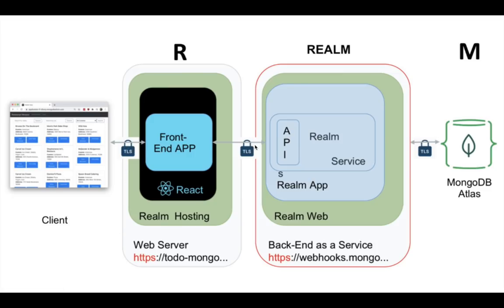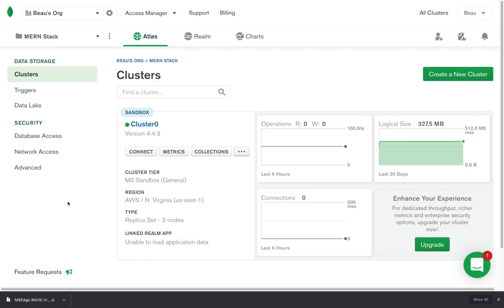Now you can see these little lock icons. After we get everything set up on Realm, we're going to have a lot more security between the back end and the front end and the database and the client. So let's start setting this up. So we are going to completely remove the backend that we made with Node.js and Express, and I'm going to show you how to implement that all with Realm.